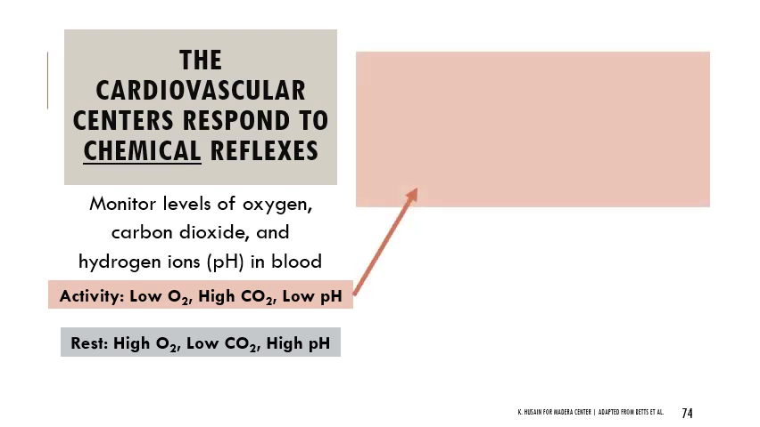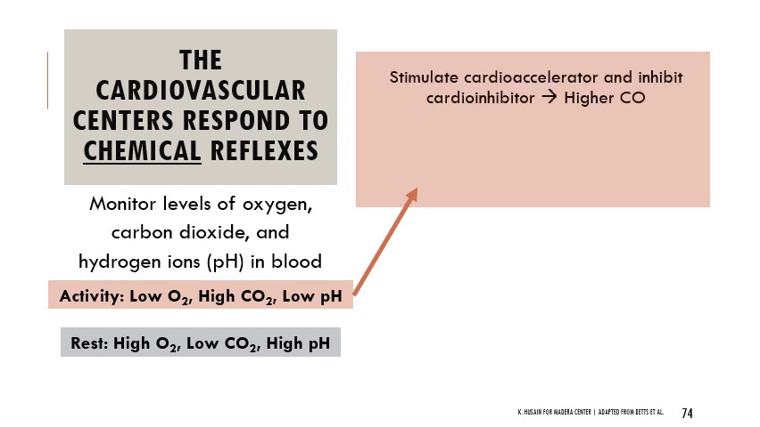So when you have the situation of low oxygen, high CO2, and low pH, that stimulates the cardioaccelerator. It inhibits the cardioinhibitor, and it leads to a higher cardiac output. It also stimulates the vasomotor to constrict peripheral vessels.